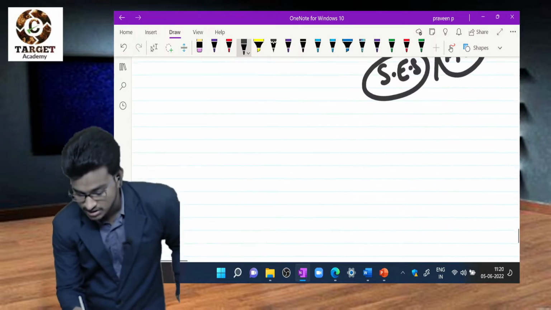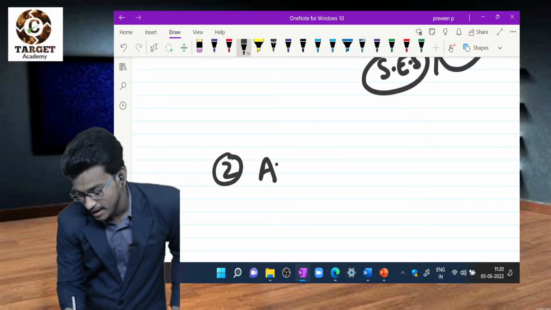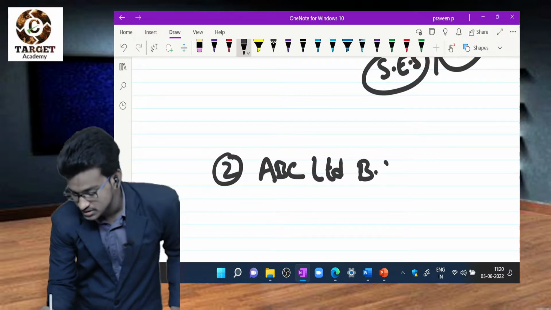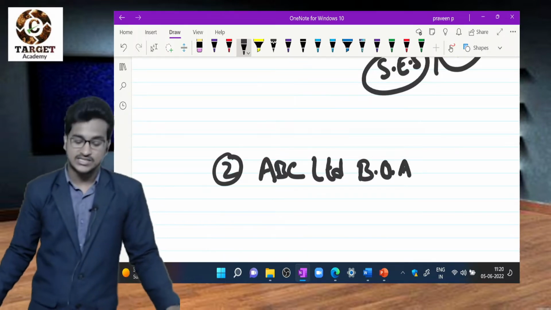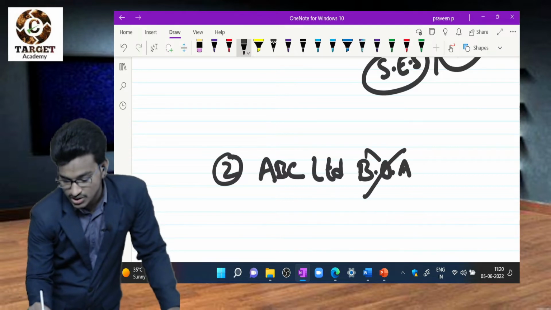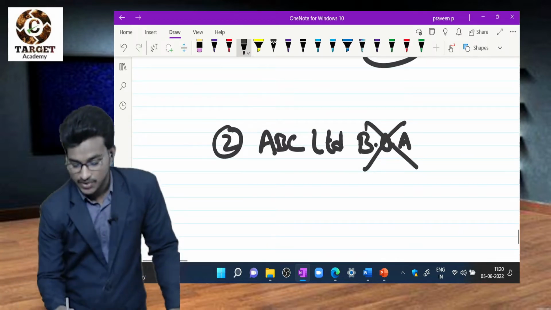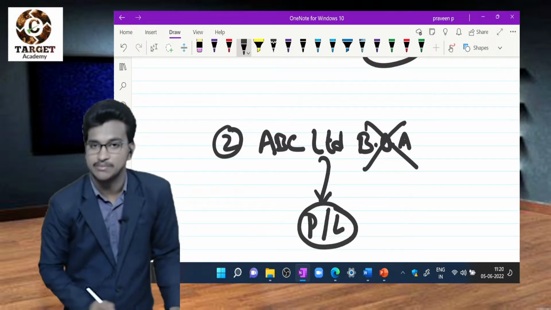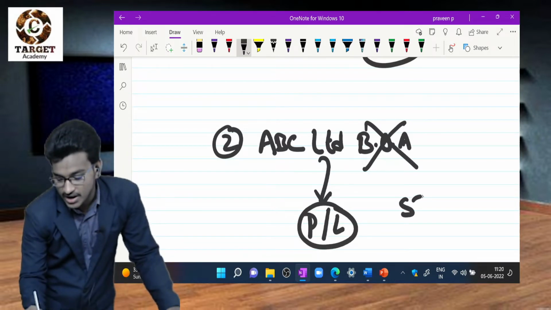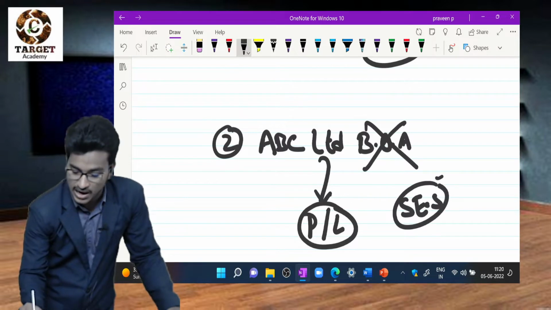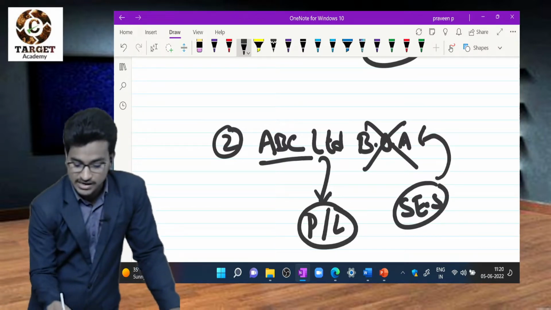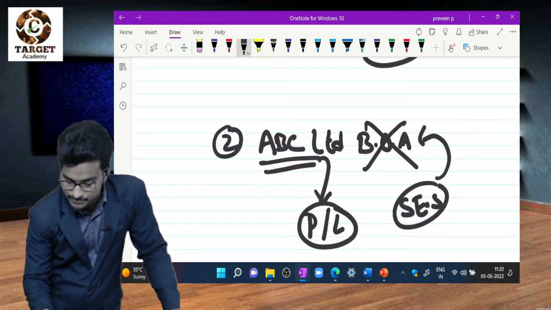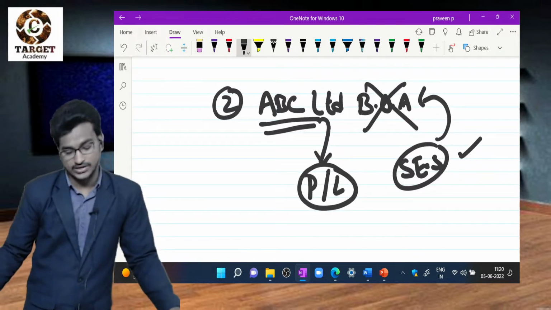Next, case number 2. ABC Limited is a company maintaining books of accounts, but suddenly due to a fire accident, their books of accounts are destroyed. In such a case, they came to us to find out the profit or loss of ABC Limited. Then also we will use the help of the single entry system, and we calculate the profit or loss of ABC Limited. Are you able to understand? Okay, this is the point.